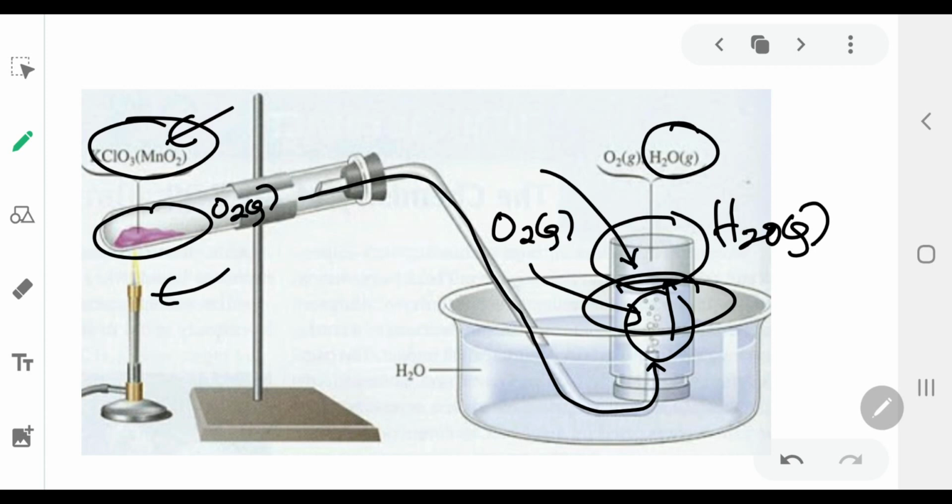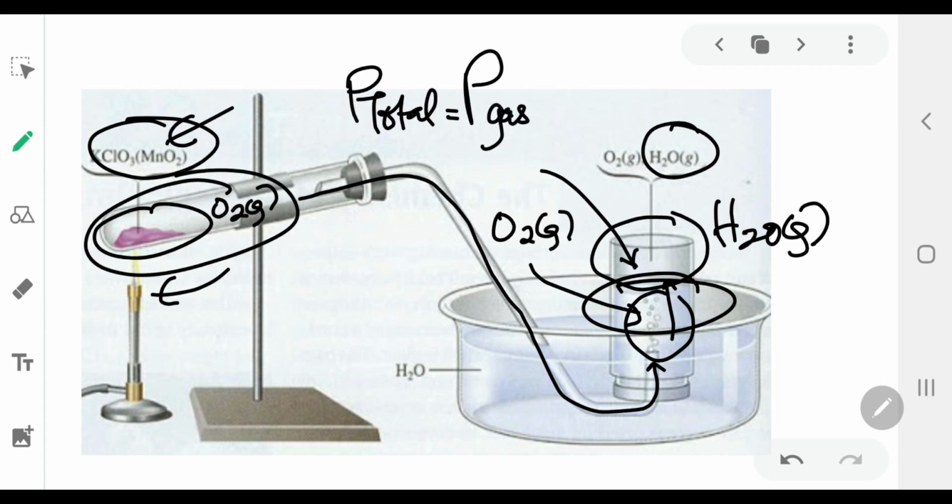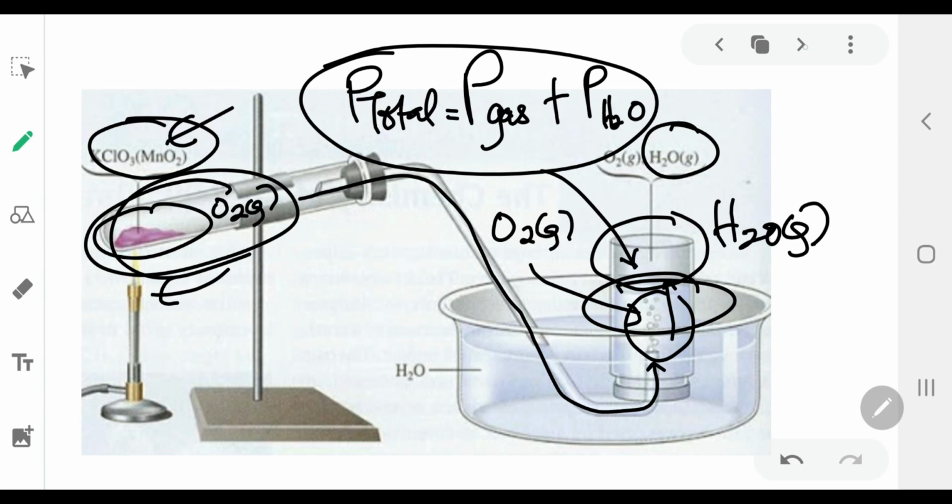Okay, so when we try to work out questions regarding water displacement methods, you need to remember that P total will always be the partial pressure of the gas, whatever gas is being produced at that end, plus the partial pressure of your water vapor. Okay, so that is a very important concept.